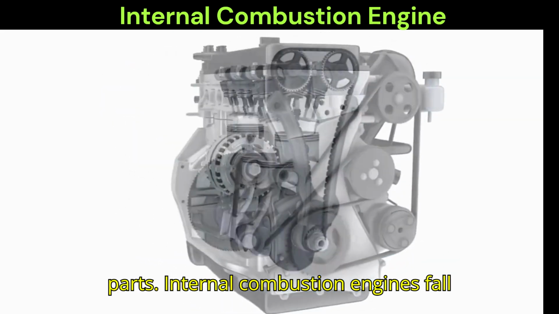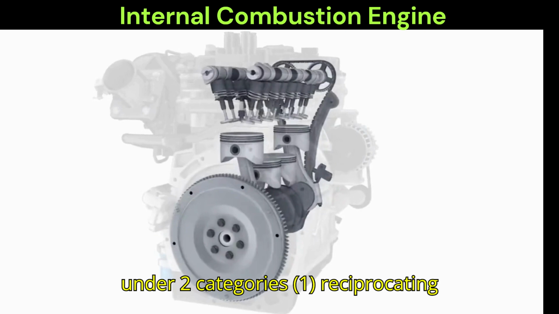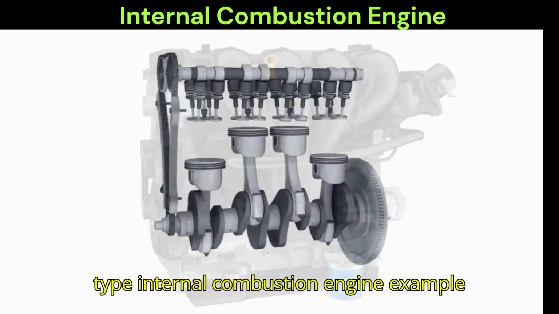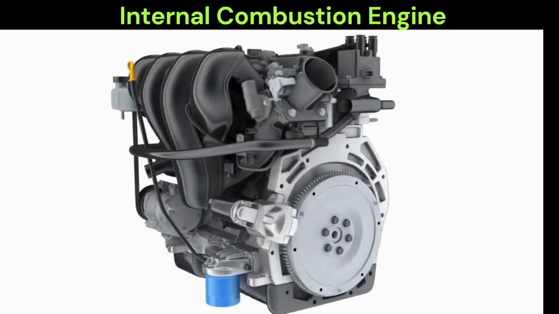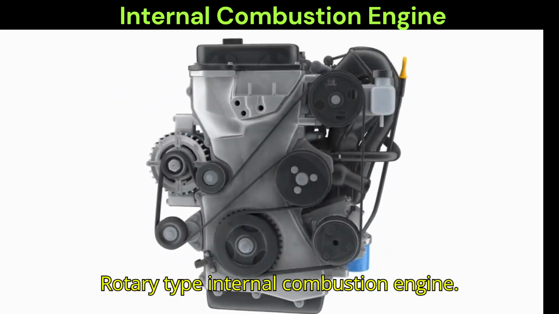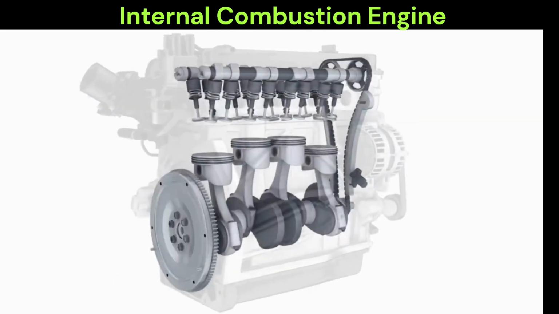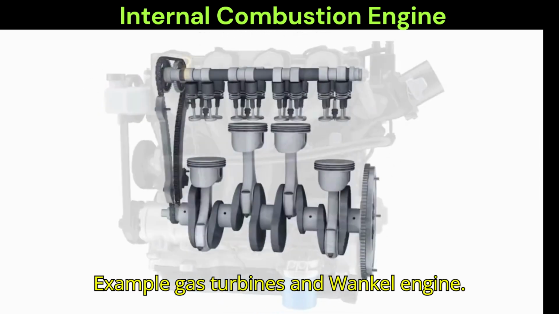Internal combustion engines fall under two categories. A. Reciprocating type internal combustion engine. Example: diesel and petrol engines. B. Rotary type internal combustion engine. Example: gas turbines and Wankel engine.